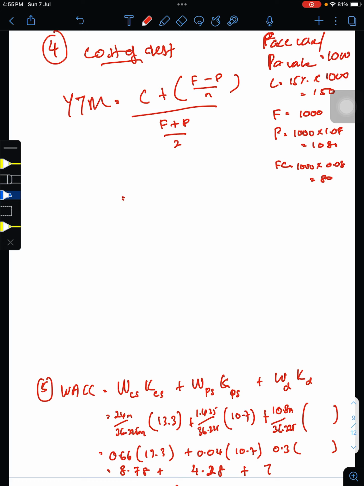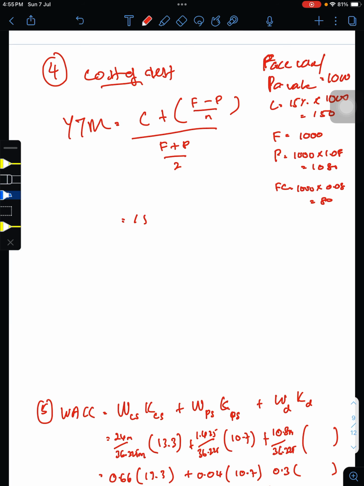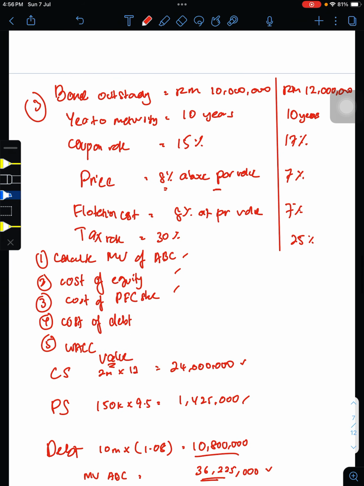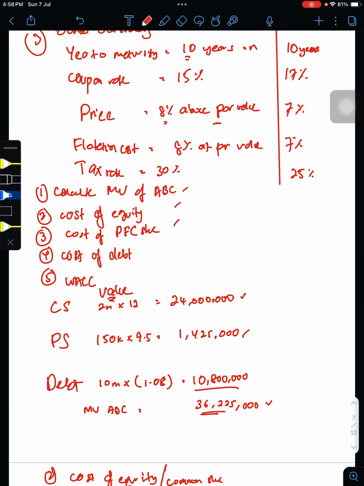So here you just fill in the formula. C, coupon, is 150 plus your face value, in this case 1000, minus your price. In this case, you are receiving 1080, but you are paying flotation cost of $80. So what you do is 1080 minus 80. Then you divide it by n, the number of years. N here is given as 10, right? Where is the n? Here. So n is 10 years.